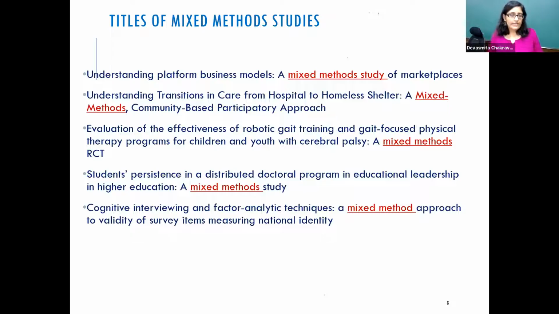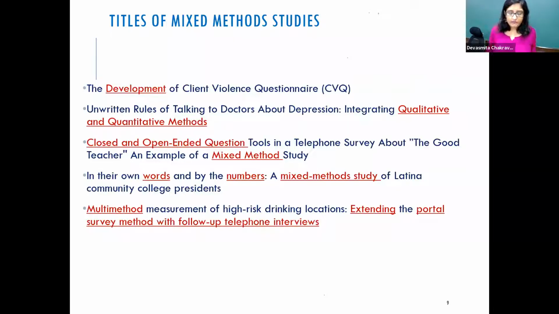Now, there are other ways of writing a mixed methods title. What are those? The development of client violence questionnaire. I don't know what happened in this study here, but just by looking at the title itself, I can guess that in order to build a questionnaire, a survey, they did some interviews. They did some interviews to come up with a few questions that was further floated in a survey. So in a way, they mixed quantitative data, qualitative data, and that is how they developed the questionnaire.